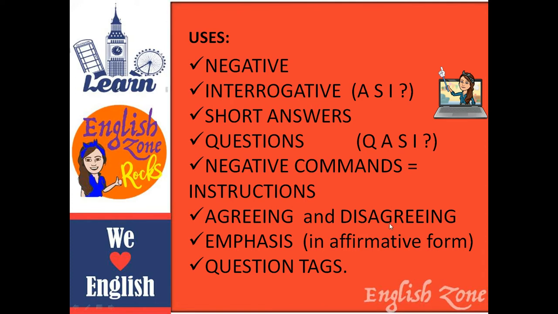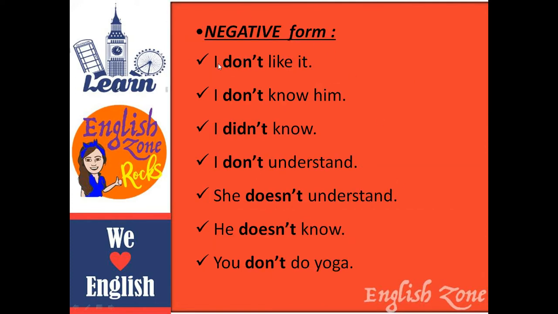So let's see examples. Negative form: I don't like it. I don't know him. I didn't know. She doesn't understand. You don't do yoga. So remember this: you have the subject, the auxiliary in the negative form, and the verb in the infinitive.